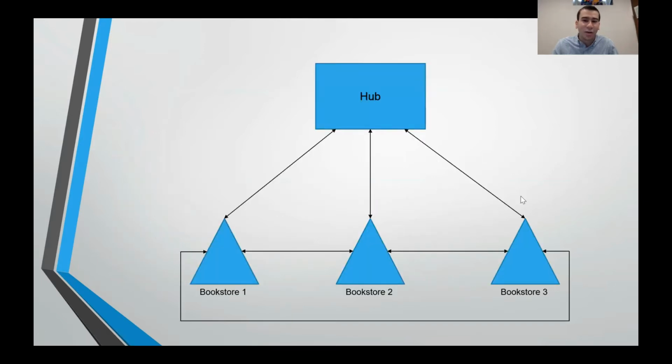This is a diagram of our application. We have 3 bookstores here on 3 different servers. Each bookstore alerts the hub when it joins the network, and the hub tells the other servers of its existence. Then each of the servers can communicate with each other independently.